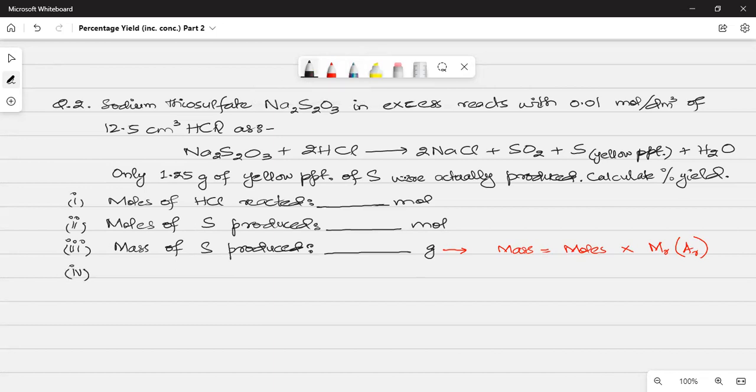Mr is the general term we use, but when we are just dealing with simple elements like this one, the reaction just produces one single element. It doesn't produce a whole compound in this specific case. So that's why Ar is a more appropriate term to use. And of course, the last part is going to be percentage yield, for which the actual yield is given in the question in the third line, 1.25 grams. The predicted yield is the answer to part 3. And of course, you multiply it by 100 to get your answer in percentage. Okay?